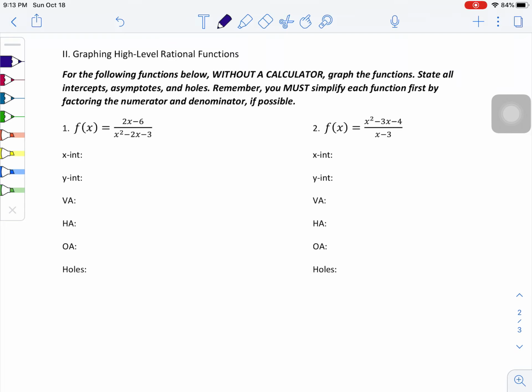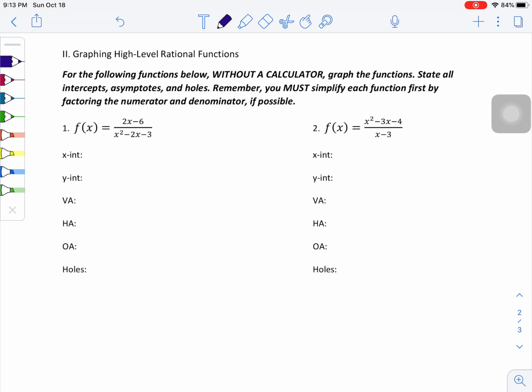All right, so this video, I'm going to go through the high-level rational functions, but I'm only going to do number 1, and then I'll do separate videos for 2, 3, and 4. These can get a little bit on the long side. I don't want a video that's 25, 30 minutes long if I can keep them a lot shorter.